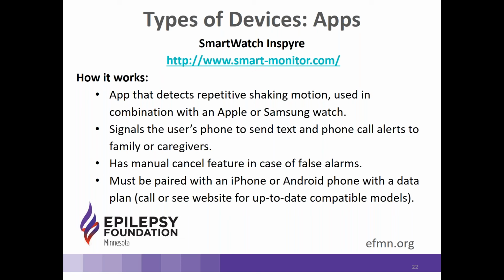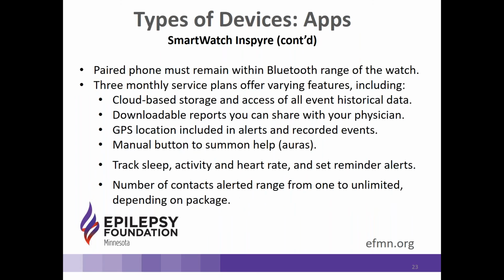It does have to be paired with either an iPhone or an Android phone with a data plan. As I said, I talked a little bit about which phones they are currently compatible with. Because the app uses Bluetooth to tell your phone to send the notifications out, that phone that it's paired with does have to remain within Bluetooth range of the watch. And Bluetooth range is usually somewhere between 15 and 30 feet, depending on the device. There are 3 monthly service plans that offer, again, different features depending on which plan that you're buying.